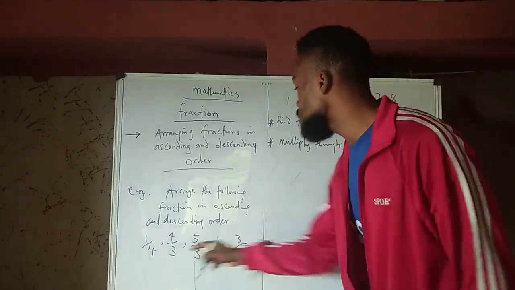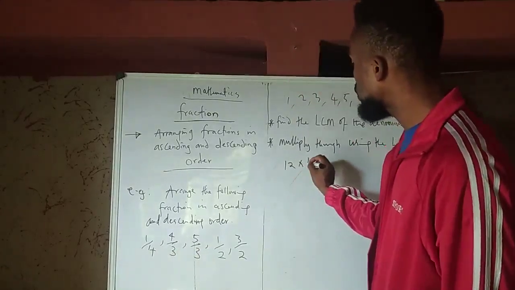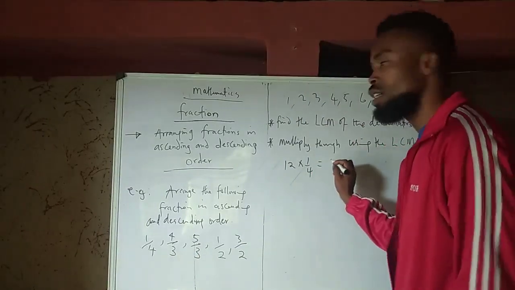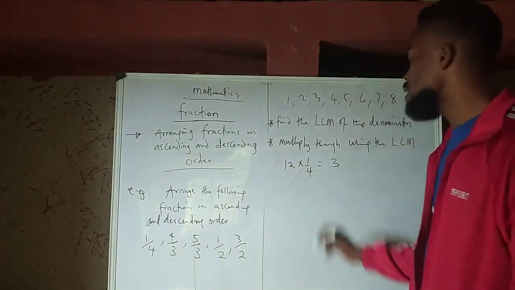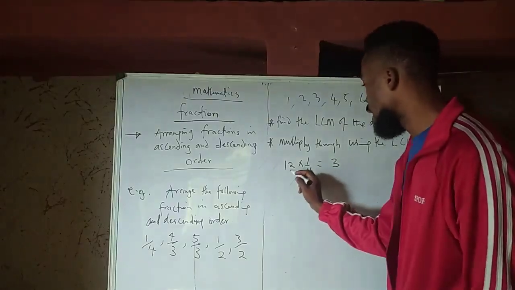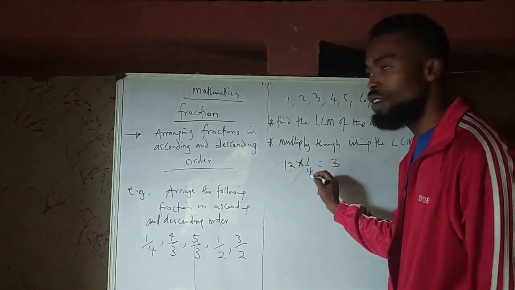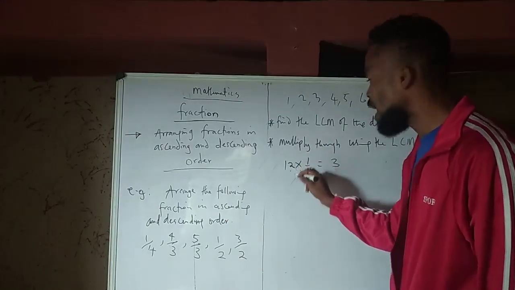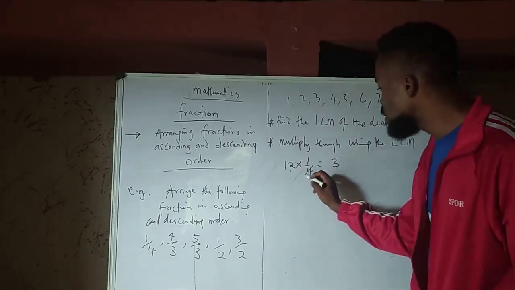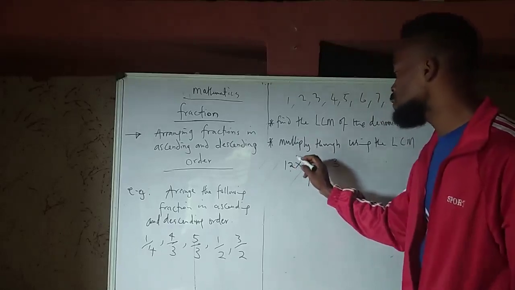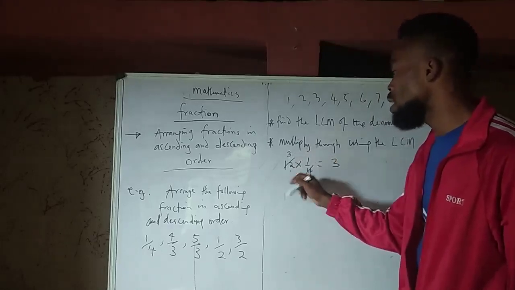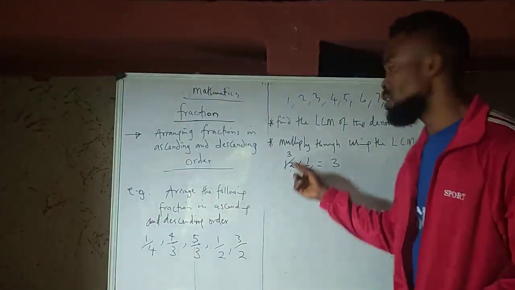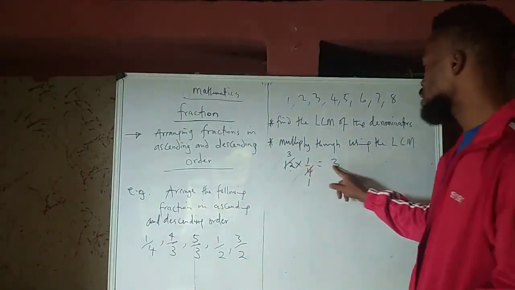That means I'm going to have 12 times 1 over 4. 12 times 1 over 4 is going to give me 3. How did I know? Because I have 12 multiplying 1 over 4. Note what is here: multiplication. So 4 divides here, it's 1, and 4 divides 12, it's going to be 3. That's 12 divided by 4, which is 3. 3 times 1 gives me 3.